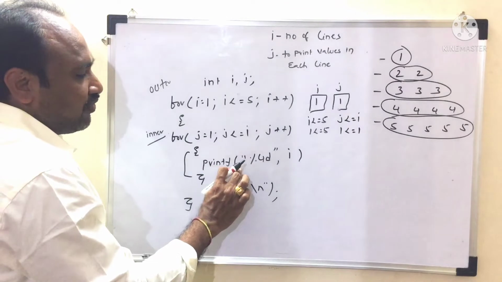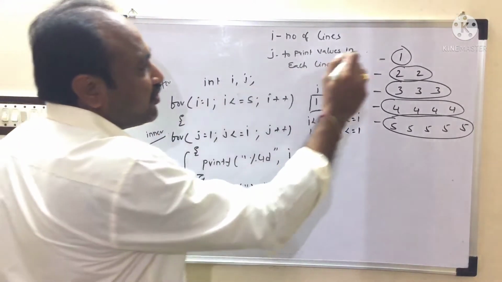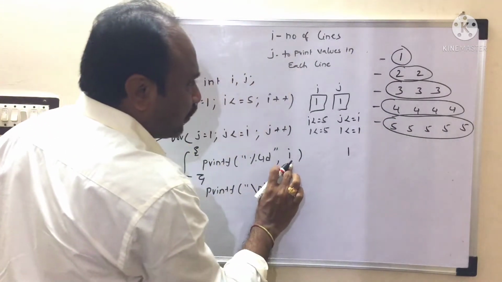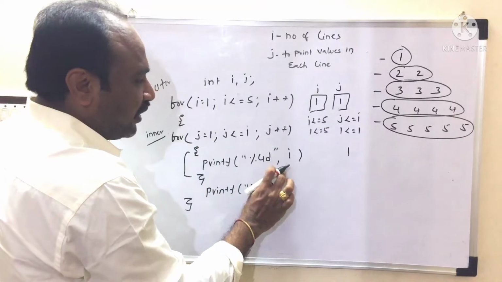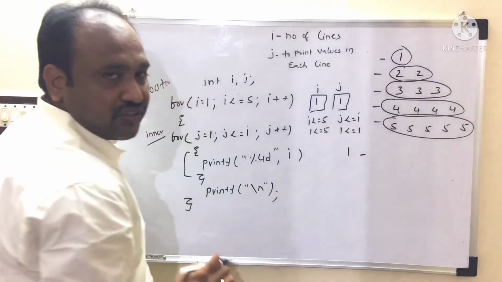printf percent 4d. 4d means how many digits? After printing 1 digit, what value do I have to print? I value. What is the value of I? 1 is printed. The remaining 3 spaces you will get. 3 spaces I will get.